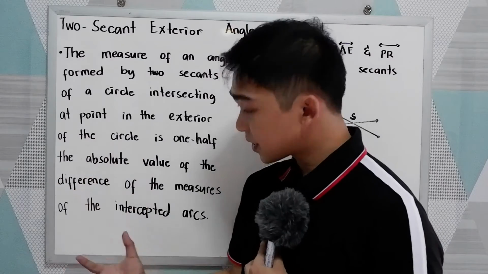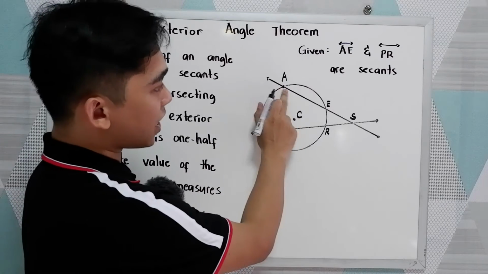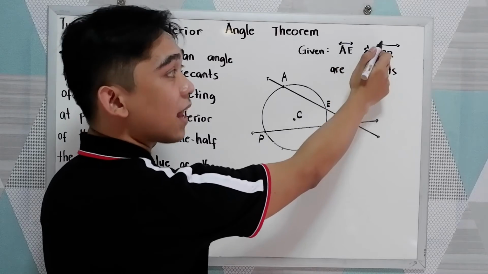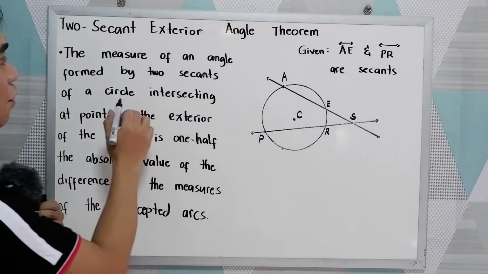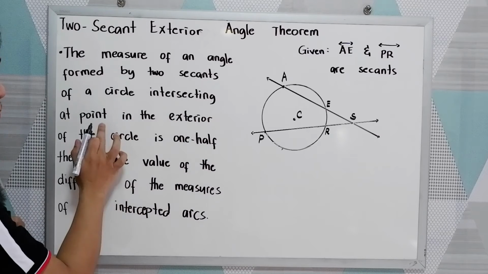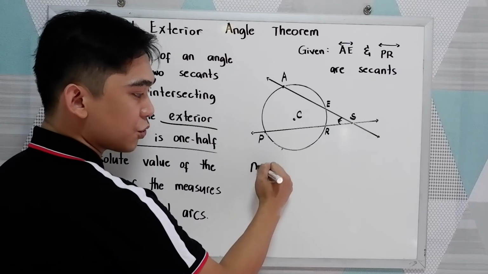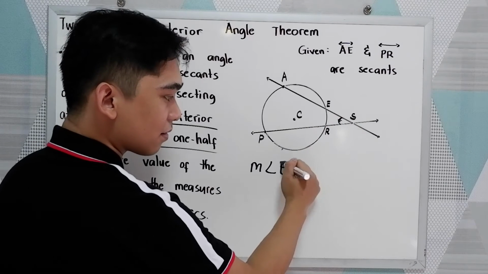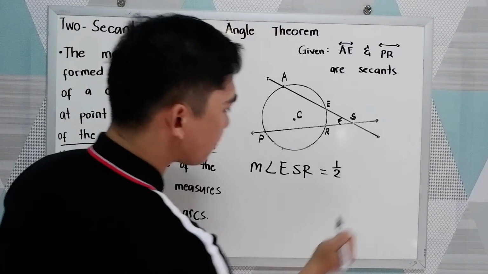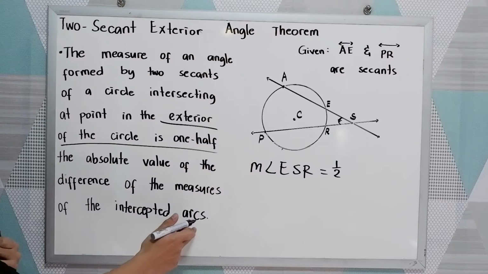arcs. To better understand the theorem, let's have this circle, which is circle C, and the given, we have line AE and secant PR. Line AE and line PR are secants. In our theorem, the measure of an angle formed by two secants of a circle intersecting at a point in the exterior of the circle, this angle, the measure of angle ESR, is 1/2 the absolute value of the difference of the measure of the intercepted arcs.